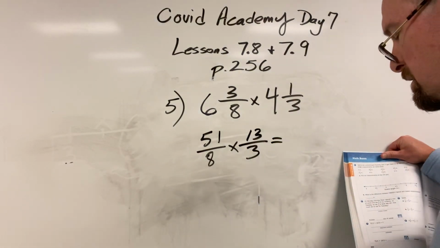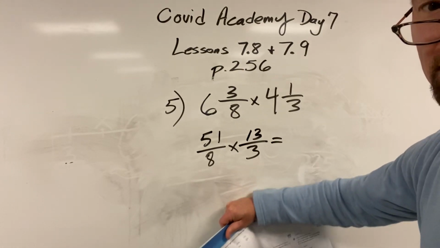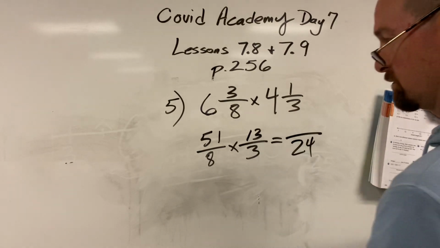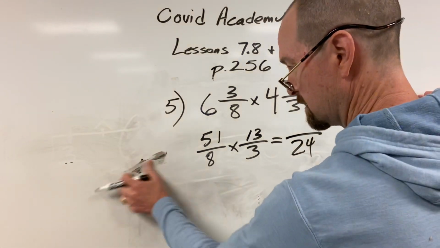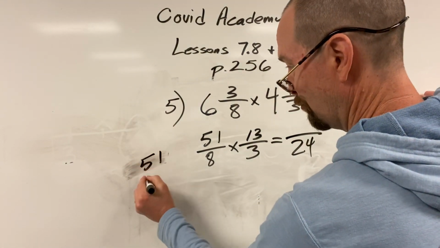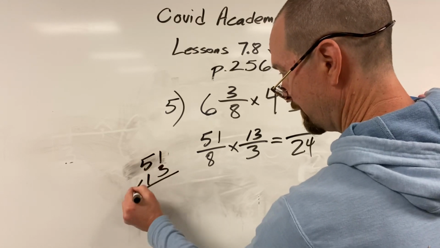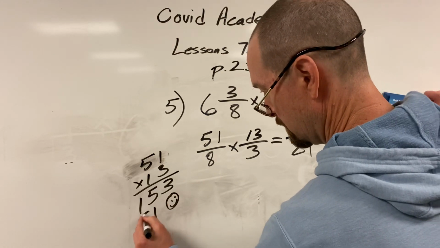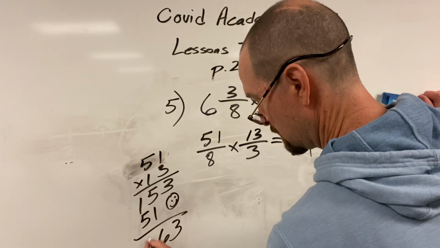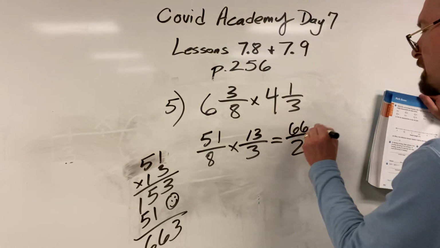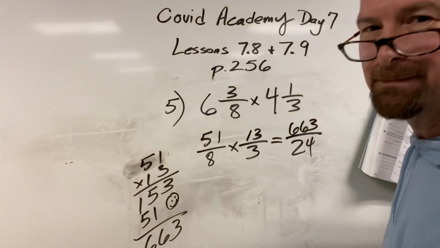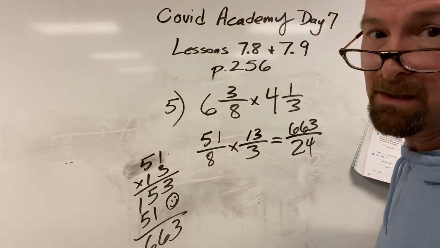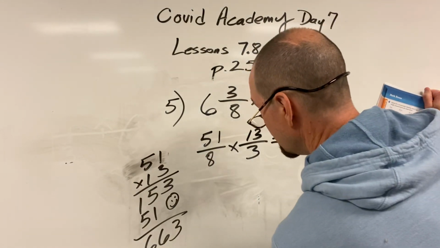Oh man, this is nasty. You can leave this improper. I'm cool with that. So 24 on the bottom. Now you've got to figure out what 51 times 13 is. I don't know, dude. It's a big number. 1, 5. Yeah, it is 663 over 24. No, I'm not going to figure out what that's supposed to be. Just know when to stop sometimes in life. It's important. Okay? That's all they're going to get out of me.